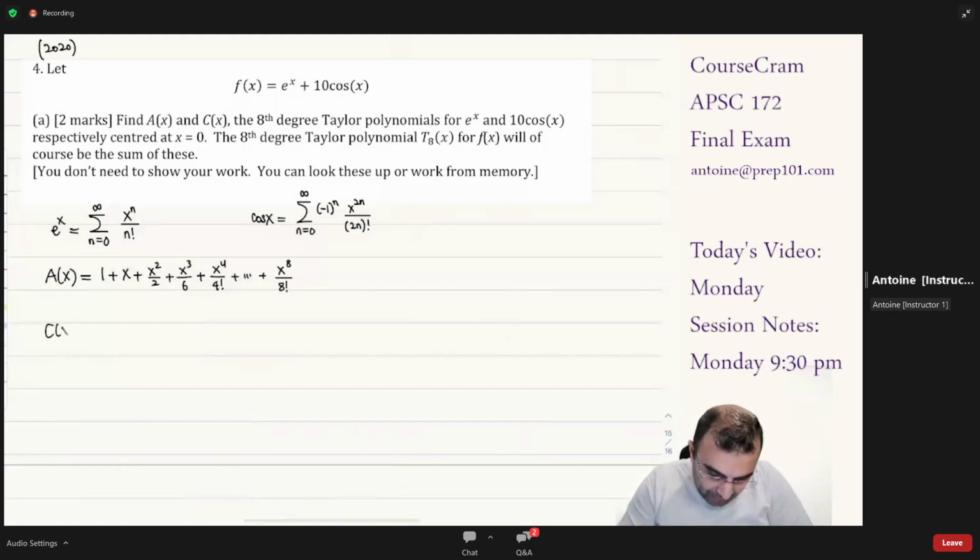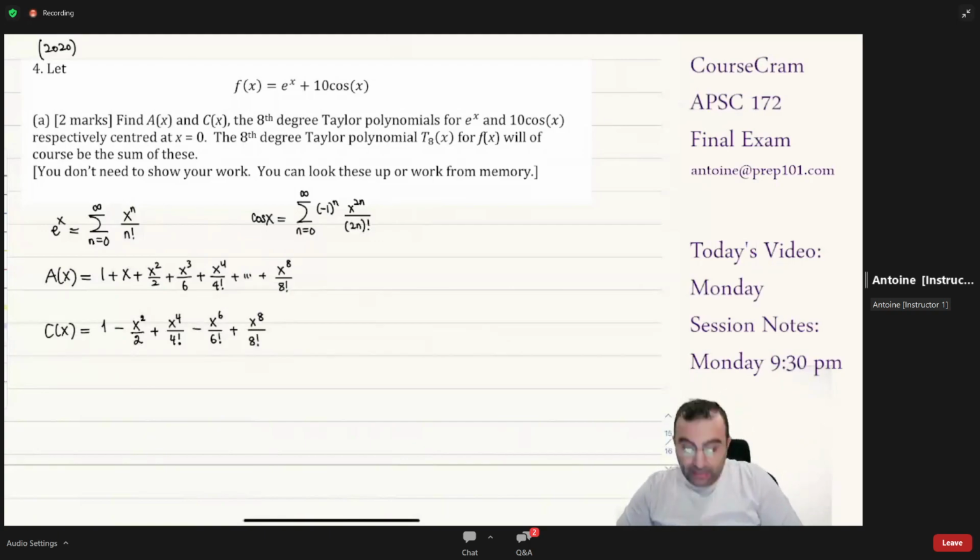C of x, so that's the Taylor polynomial here. So when n is equal to 0, we get 1. n is equal to 1, we get x squared over 2. Then we get x to the 4 over, and n is equal to 2, so that's 4 factorial. Minus x to the 6 over 6 factorial plus x to the 8 over 8 factorial. And this is times 10, sorry, because it's 10 cos x.